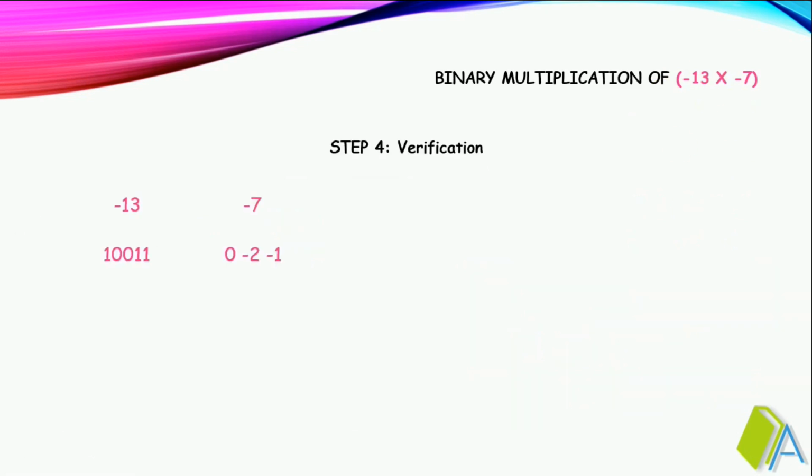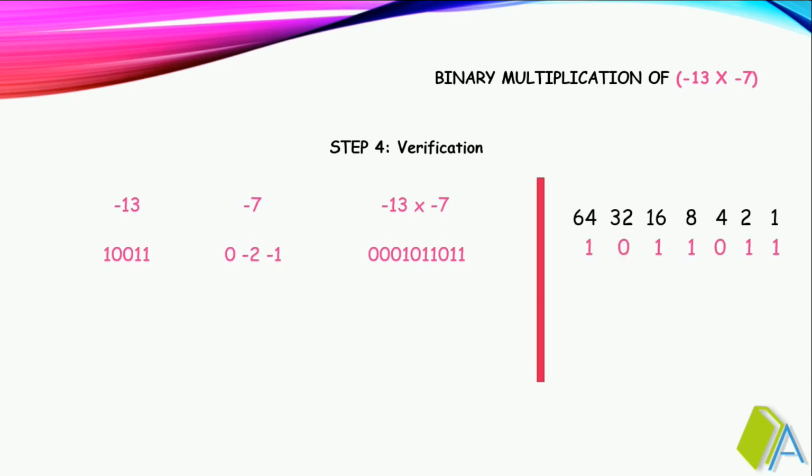So this is my minus 13. This is my recoded multiplier. So this is the obtained result. Now I am going to verify the positional values of the result, the product. So it is 64 plus 16 plus 8 plus 2 plus 1. It is 91. So the obtained result is plus 91.